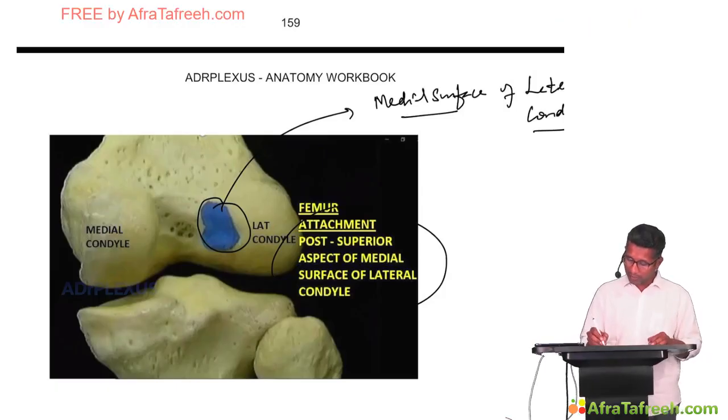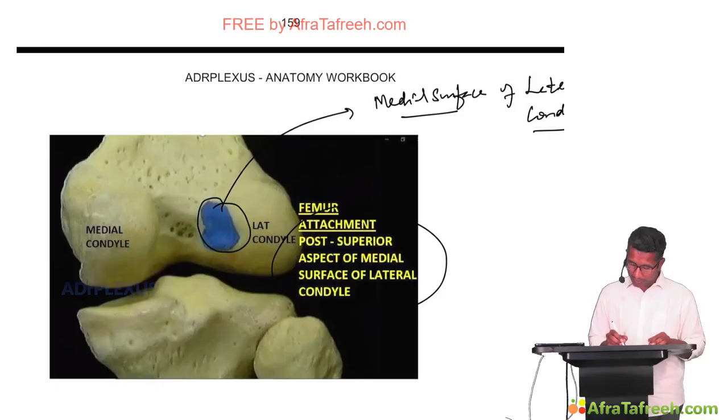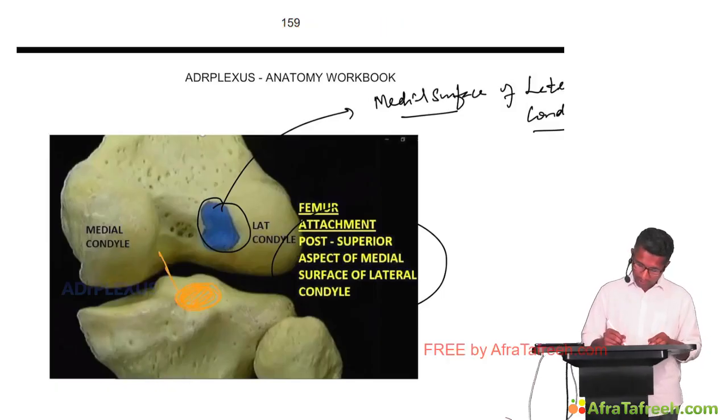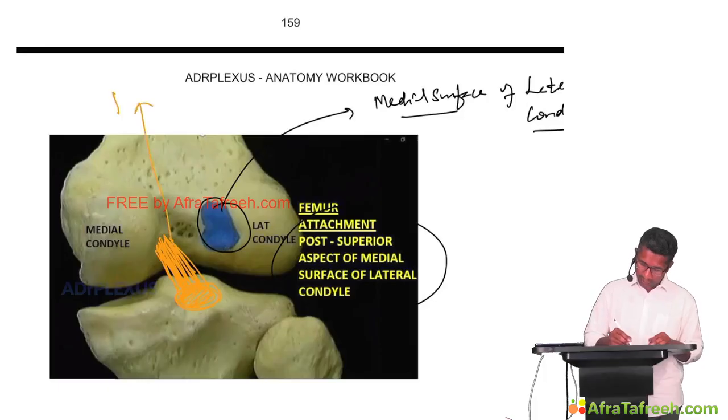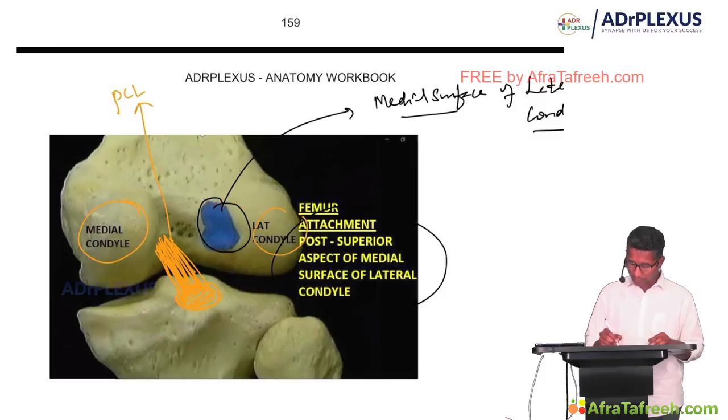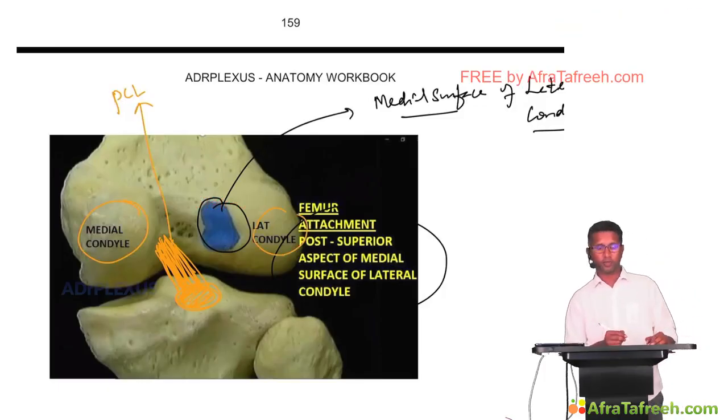And what is the attachment of PCL, guys? The attachment of PCL is on the posterior part of the intercondylar area. This is the area where PCL is attached, and it runs superiorly and anteriorly, and gets attached to the lateral surface of the medial condyle. So this is PCL. PCL is attached to the medial condyle, and ACL is attached to the lateral condyle of the femur.